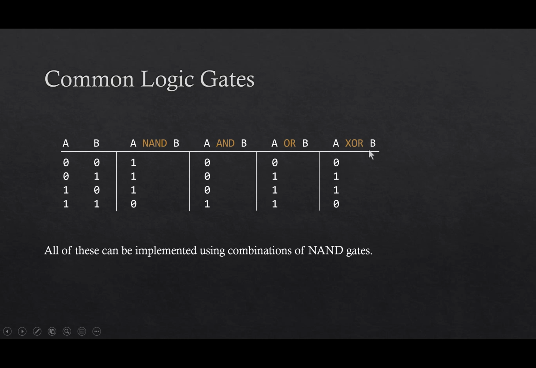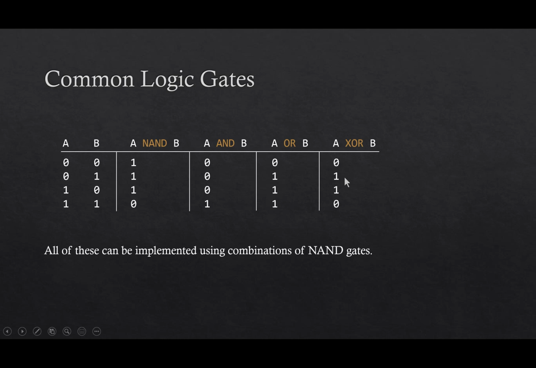And then XOR is also a common one. It stands for exclusive OR. It means either A or B, but not both. So if neither is 1, then A XOR B is going to be 0. And if both are 1, then A XOR B is also going to be 0. So that's where it differs from OR. But if only one of them is 1, then A XOR B is 1. Okay?